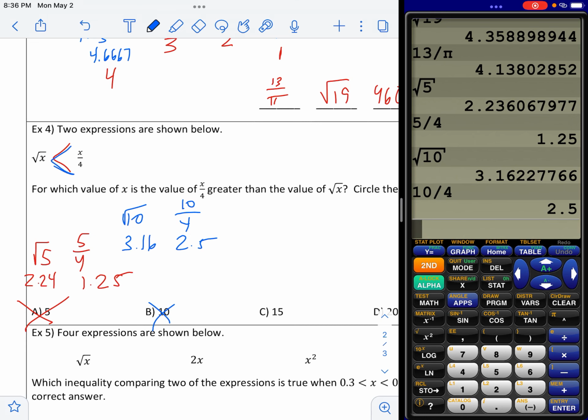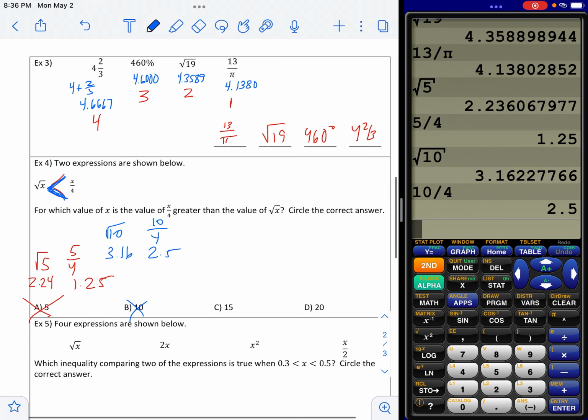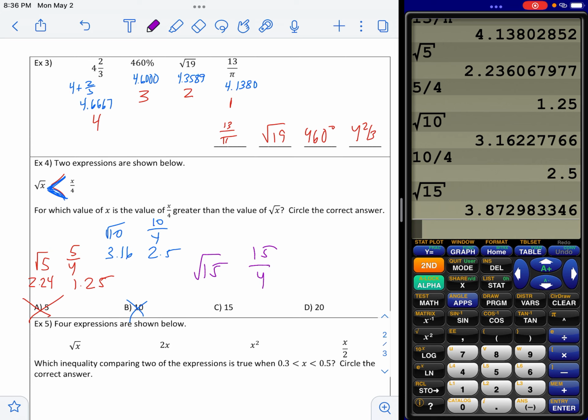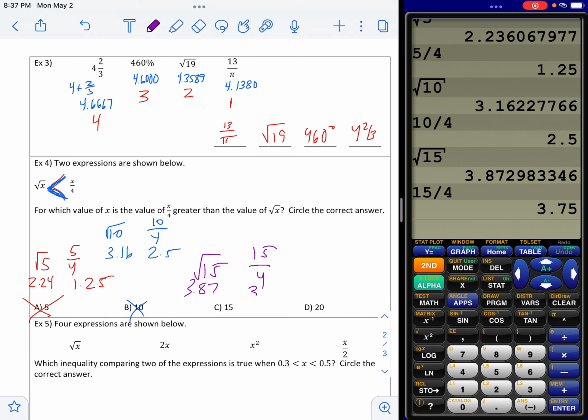So I'm looking for this to be true. I want that one to be greater. So I go to 15. So I have square root of 15, and I have 15 over 4. Square root of 15 gives me 3.87, and then 15 over 4 gives me 3.75. That's a lot closer, but still not greater.